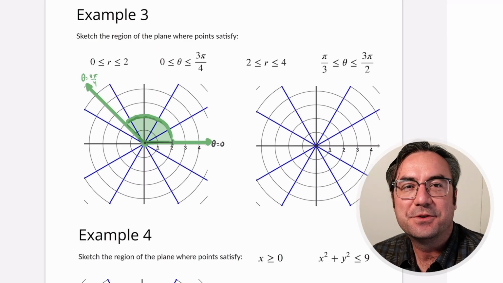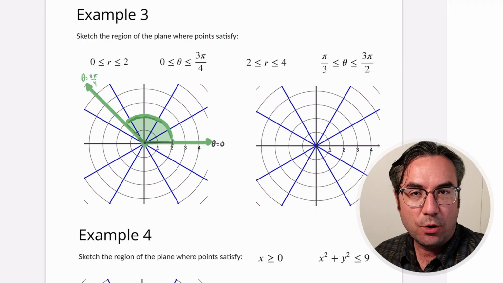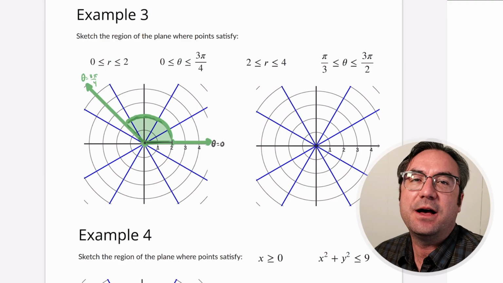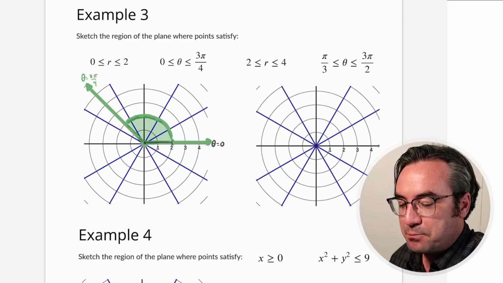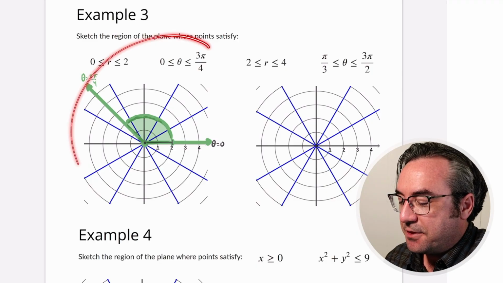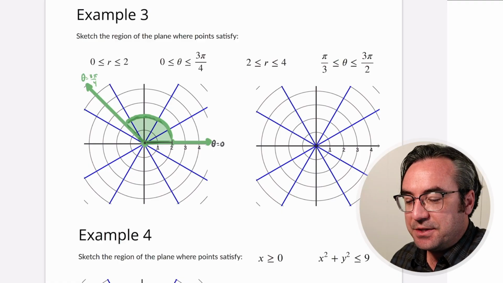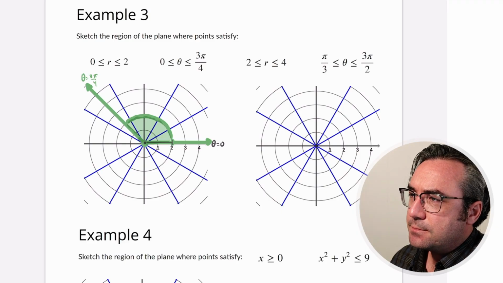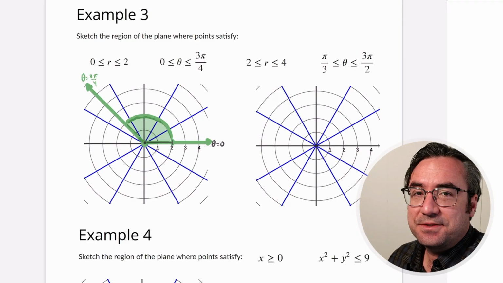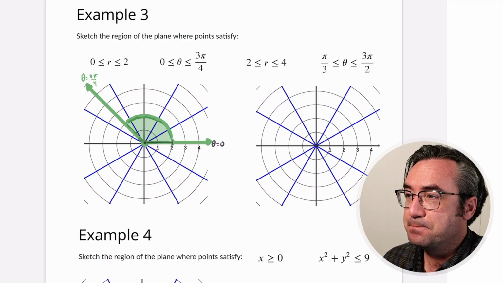Welcome everyone. For today's prep, we're going to look at a few more examples of sketching and describing polar regions. This is going to be a helpful skill if you go into Calc 3, so I want to take some time with this. So we looked at the first part of example 3 last time. For today, I want to look at the second part and then maybe jump down to example 4 as well. All right, so let's go through the process again for how to sketch these polar regions.